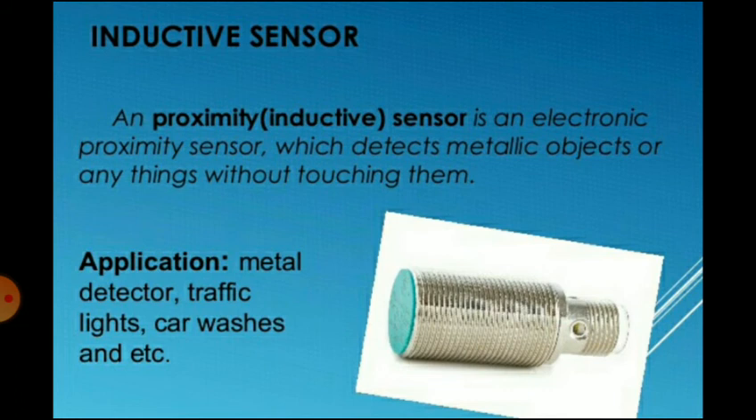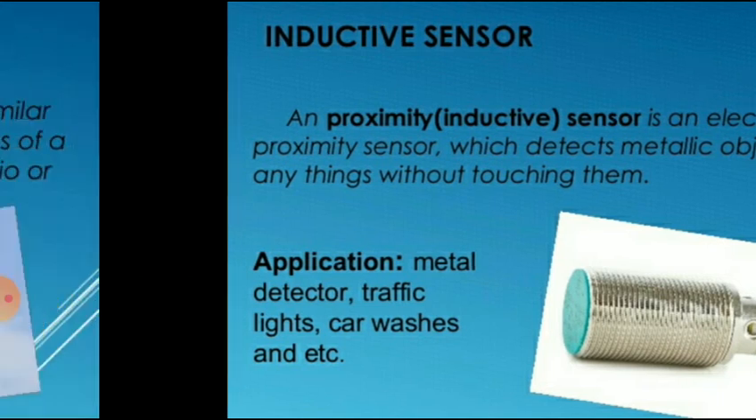Then the inductive sensor. An inductive proximity sensor is an electronic proximity sensor which detects metallic objects without touching them. So this is a very important type of sensor. Without touching the thing, it can detect or sense that thing. Applications include metal detectors, traffic lights, car washes, etc. That is called the inductive sensor.